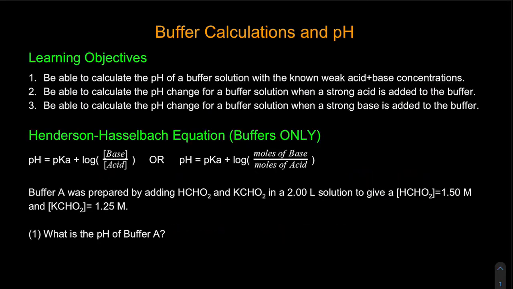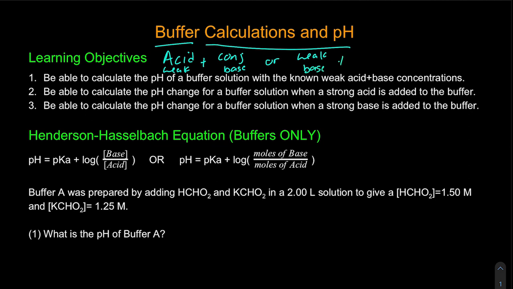So previously we've looked at buffers and how a buffer works. Now what we want to do is look at how we actually calculate the pH of a buffer solution. Reminding ourselves that a buffer solution is a weak acid and its conjugate base, or a weak base and its conjugate acid, so we have significant amounts of each of those. Once we know how much we have of each, we're going to be able to calculate the pH, knowing how much of a weak acid or a weak base we have present in the solution.